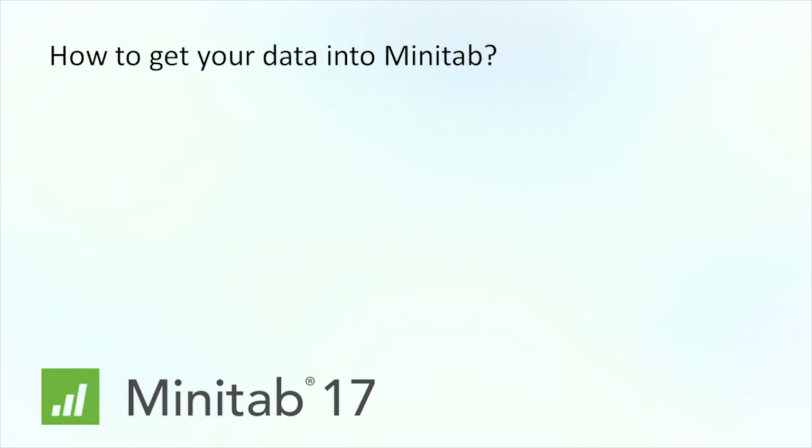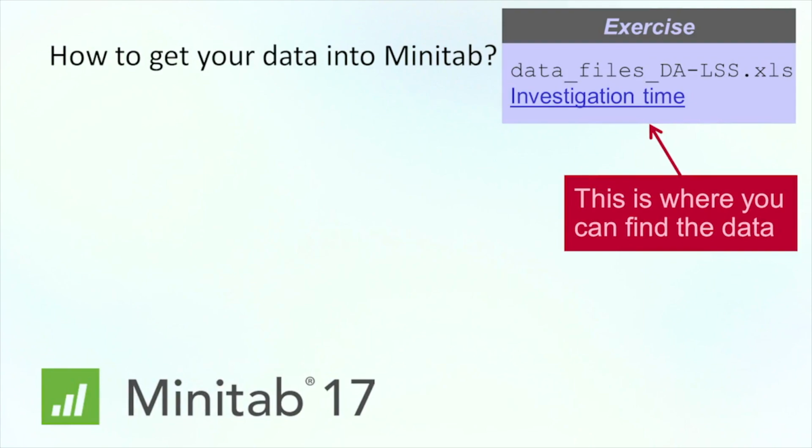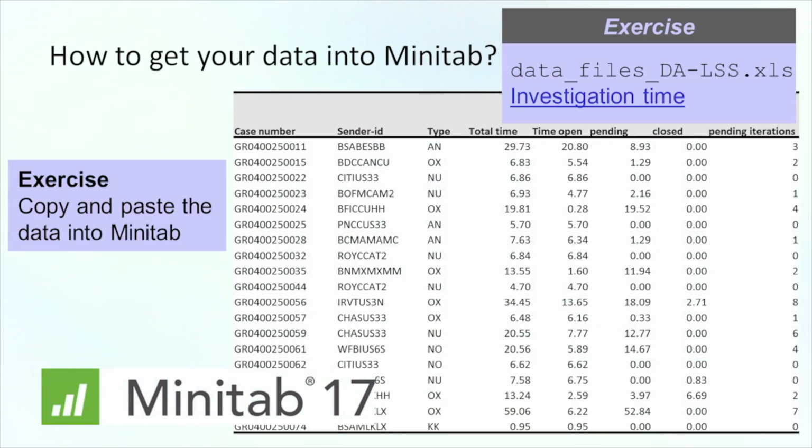Throughout the videos you will see these blocks. They show you where you can find the data that we are going to use. The Excel file with the data is called data files DA_LSS.xls, where DA stands for data analytics and LSS stands for Lean Six Sigma. In this Excel file you will find various worksheets, and for this video we will go to the worksheet Investigation Times. Now I will show you how to import this data into Minitab, and the data looks like this.